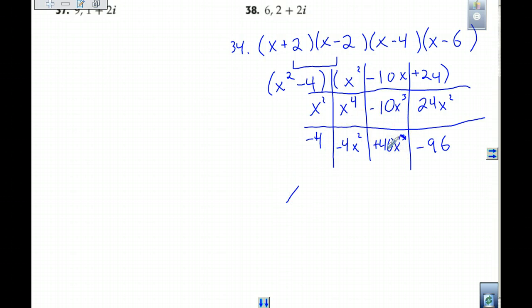Just 40x. Okay, so we have x to the 4th. I forgot that since this skips degrees, it goes from x squared to the 4th. Looks like our like terms don't actually line up. So we get negative 4x squared, 24x squared, and then plus 40x, and then minus 96.